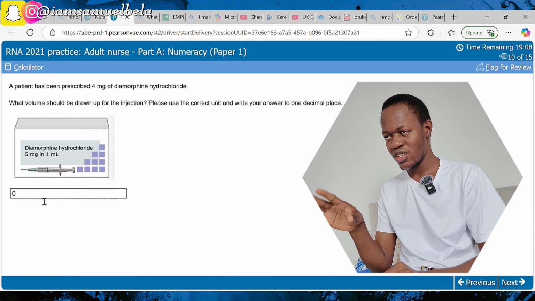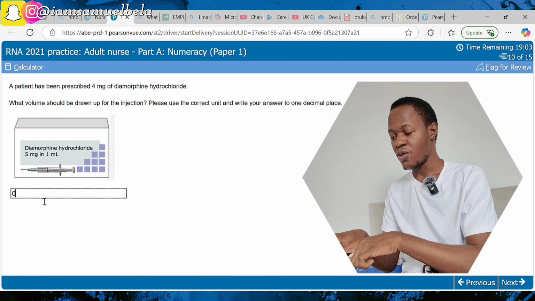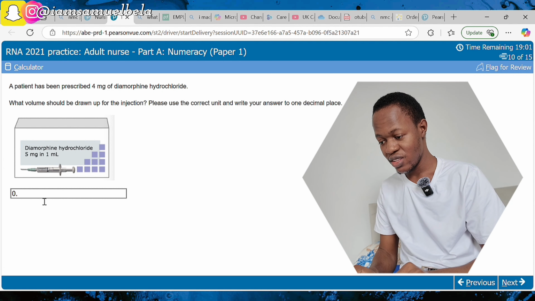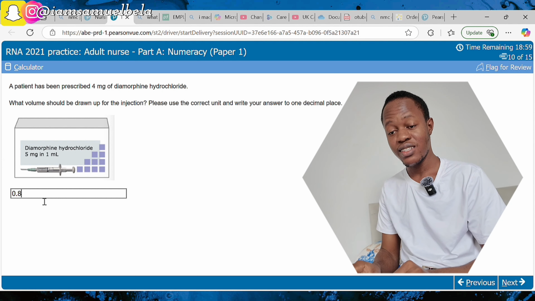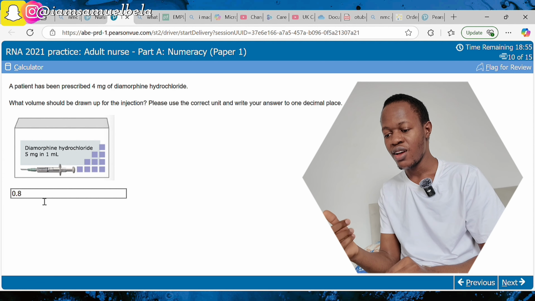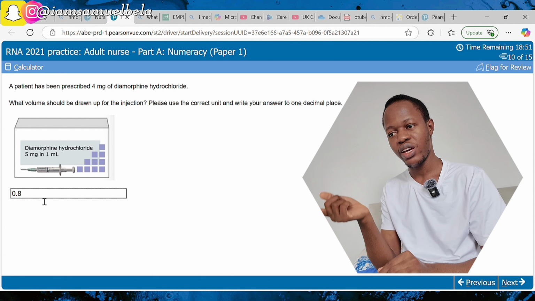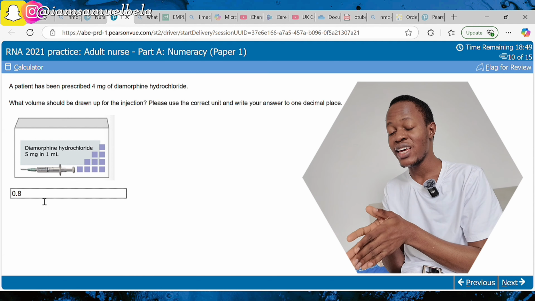I think there will be calculators on your computer, because you'll be using your computers, of course, so you have nothing to worry about. And the instruction says to give your answer in 1 decimal place, so that should give you a sort of nod, like, okay, this is going to be a decimal answer.